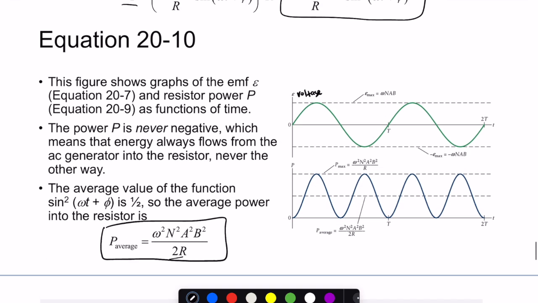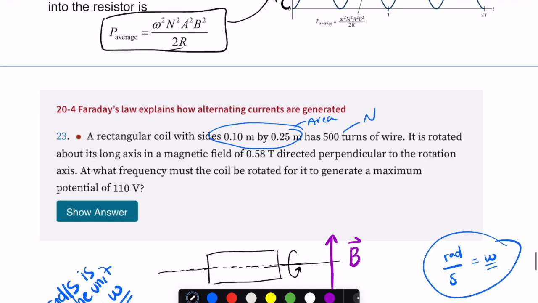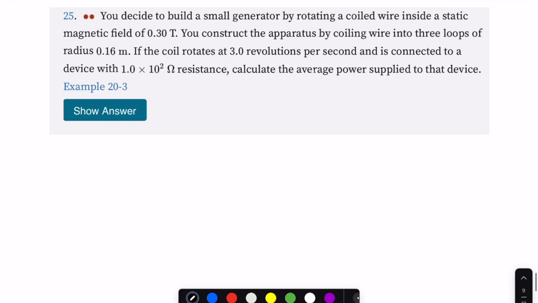Average power, you're going to notice that the sine squared goes away and you get a 2 under here. That's the difference between these two equations. The sine squared goes away and you get a 2, because for average power we have averaged out the sine squared function. And that comes out to be half of the max power. So average power will be omega squared, N squared, A squared, B squared over 2R. So we know that.